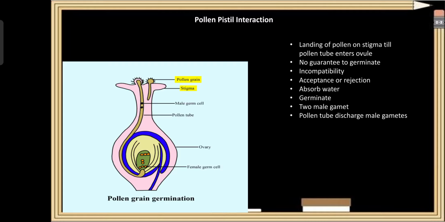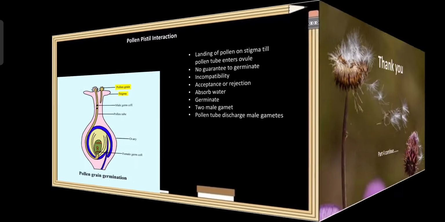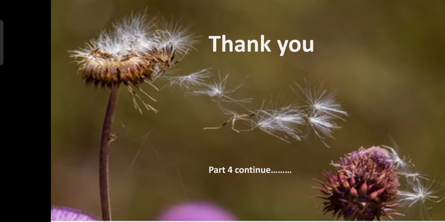Well, in my next class we will discuss double fertilization, development of the embryo, development of the endosperm, the seed, the fruit, and the special modes of reproduction in sexually reproducing flowering plants.